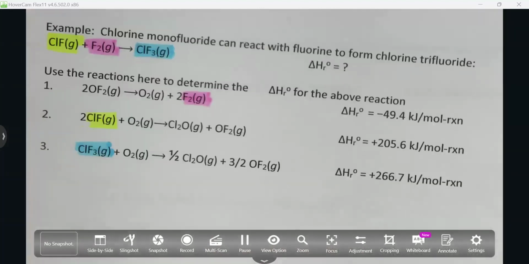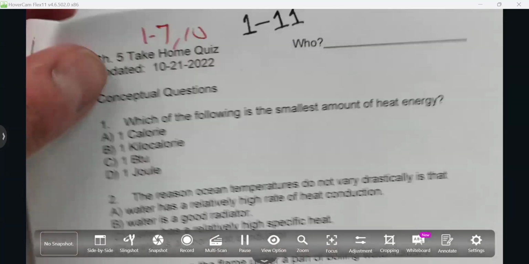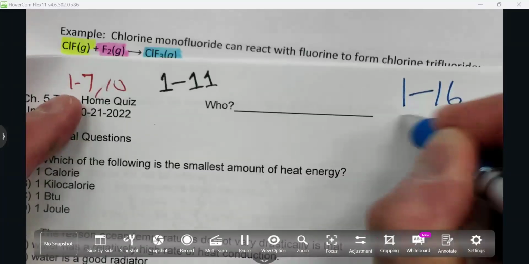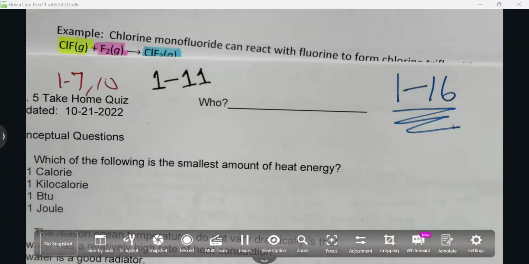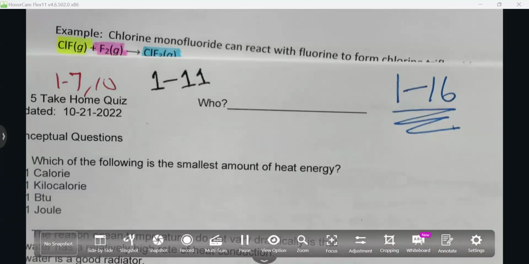You need to bring chapter 6 then. On this quiz, you should be able to do through 16. So you're only going to have 2 left on the quiz. You now should be able to do 1 through 16. Bring chapter 6 with you next time, and we'll be in chapter 6 next time. Test Thursday, right? Week from today.